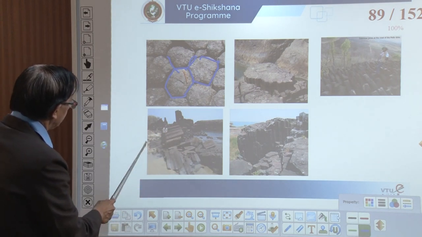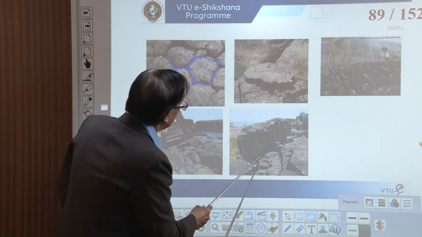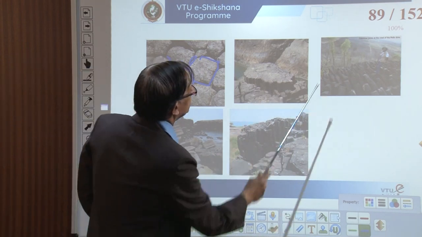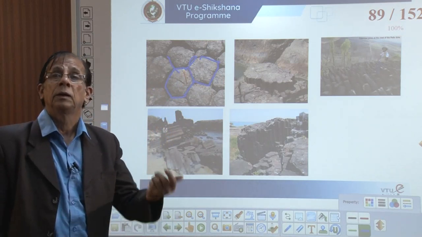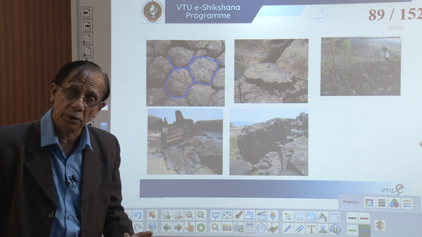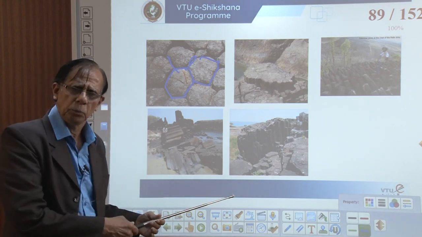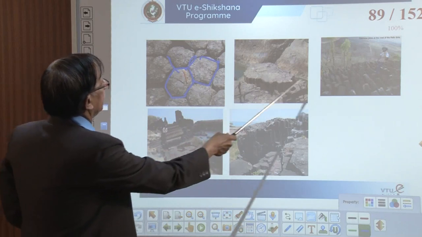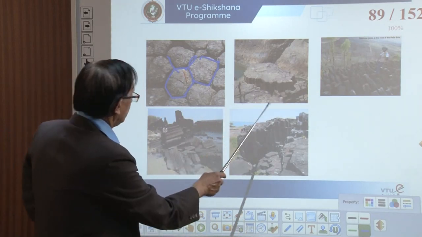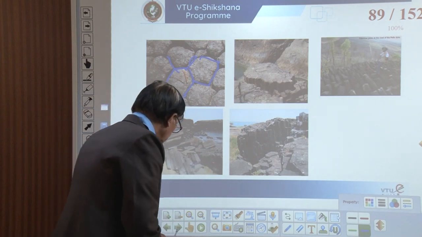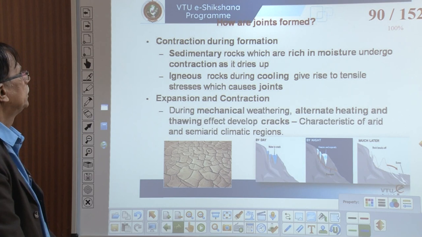Here you see the joints go so deep, like this. Here you see, these are columnar structures defined by the joints and their regular joint pattern. More beautiful in some Maharashtra dikes, like columnar, St. Mary's Island, etc. These are all from there, and such beautiful regular patterns they develop.